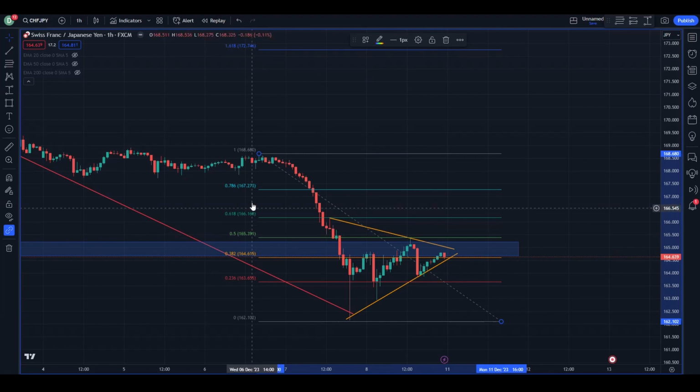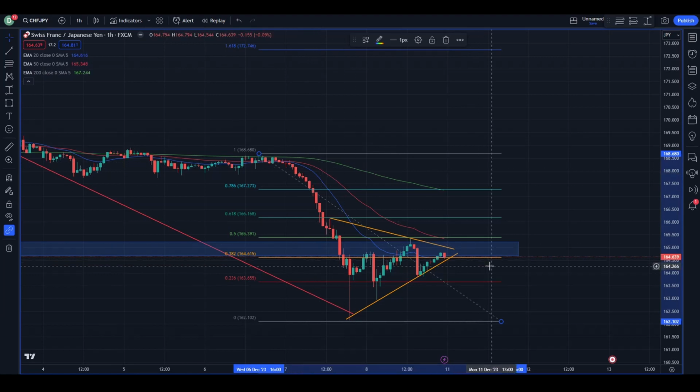Also, if we include exponential moving averages 20, 50 and 200, we can notice that from over here they have been indicating that the price is in a downtrend with their alignment. You have the price the lowest, above it the 20, above it the 50, above it the 200.